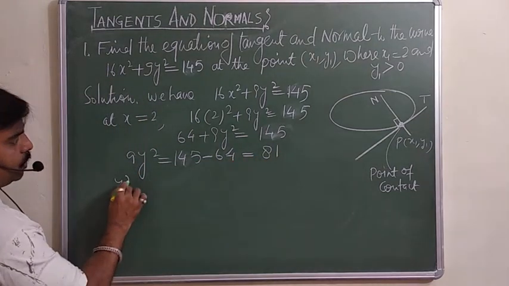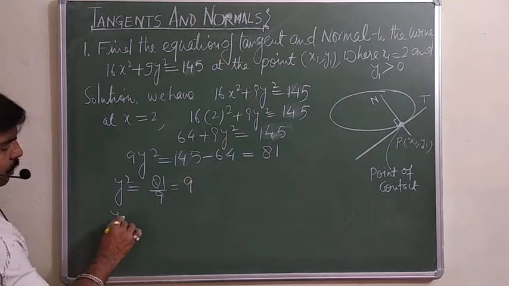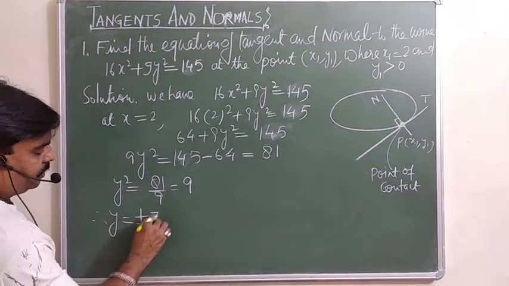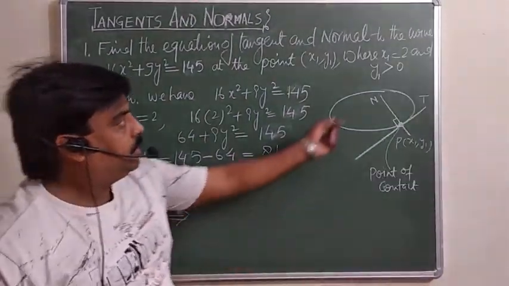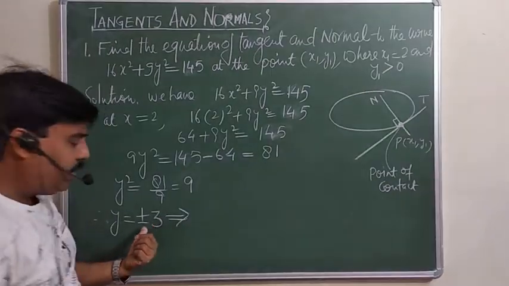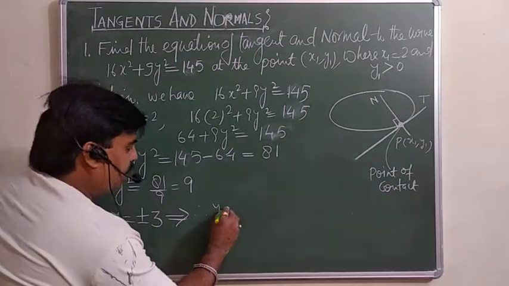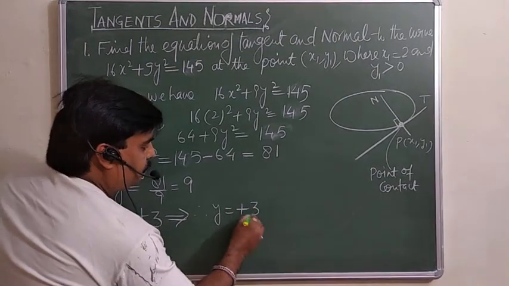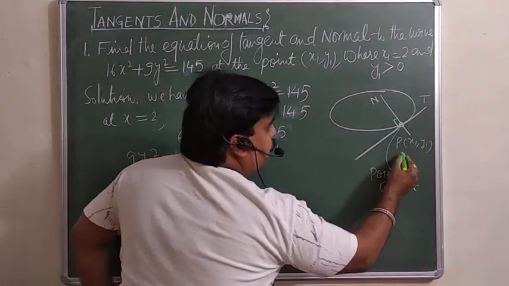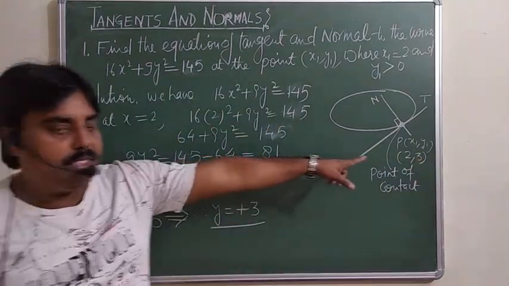So y square is equal to 81 over 9, that is 9. So y is equal to plus minus 3. But the condition is already given that y1 is greater than 0. It's not less than. So from here we will neglect the negative point. Therefore, you can say y is equal to plus 3. So you know the coordinates of this point are (2, 3).